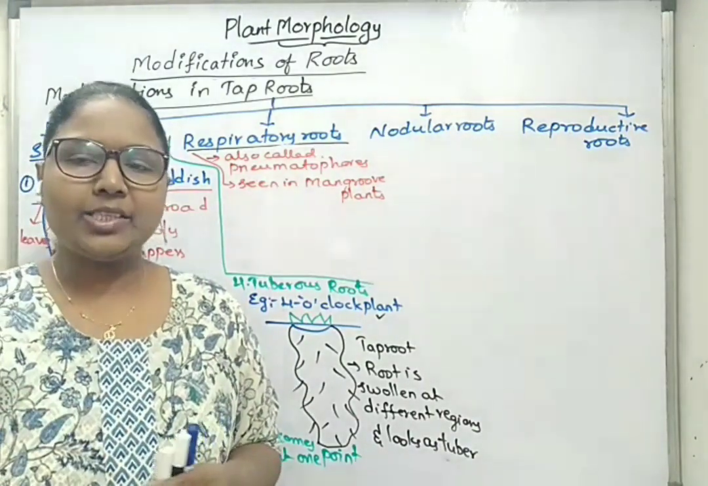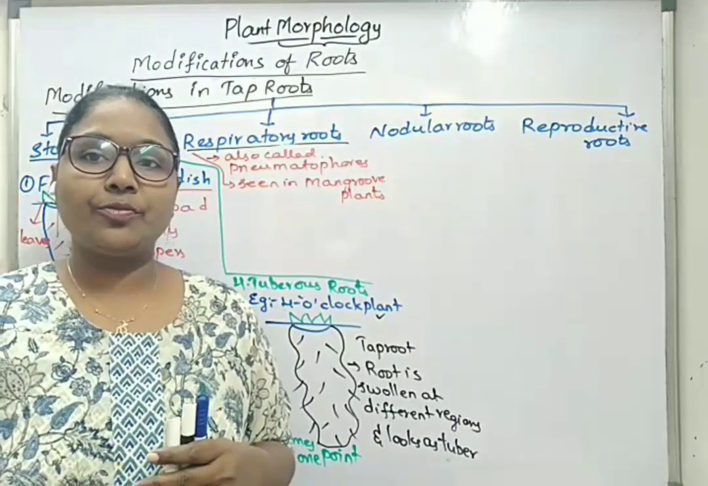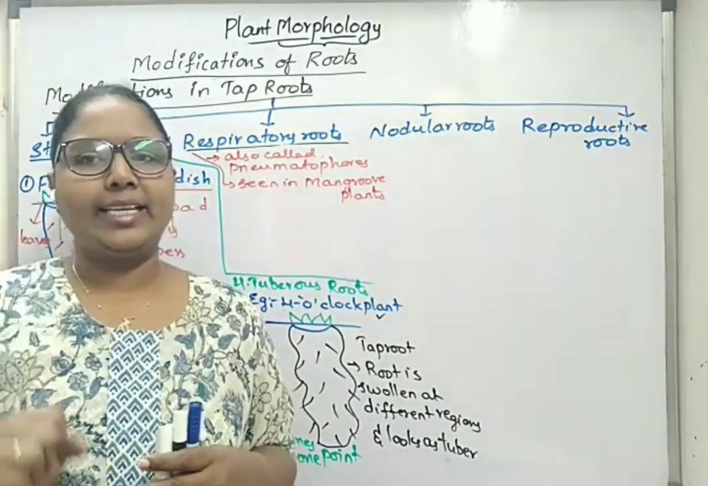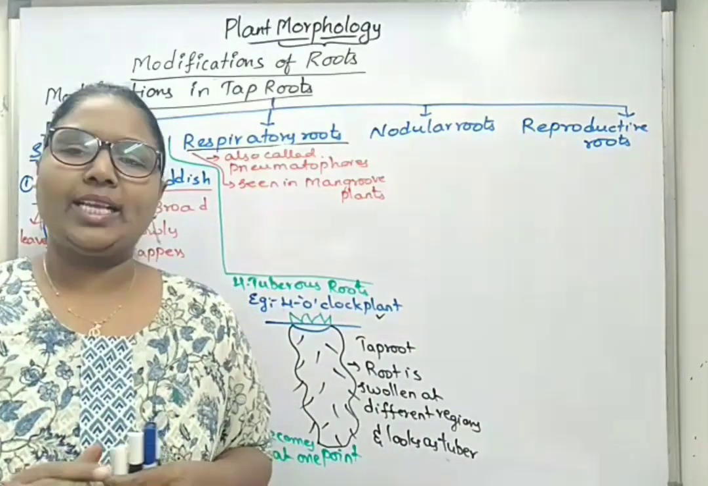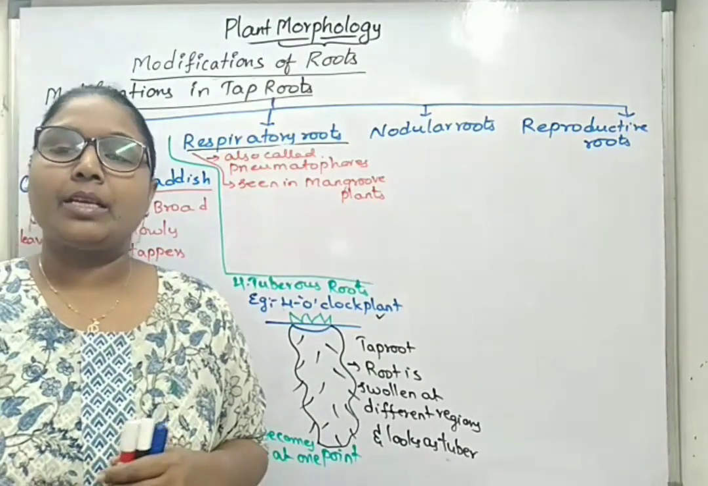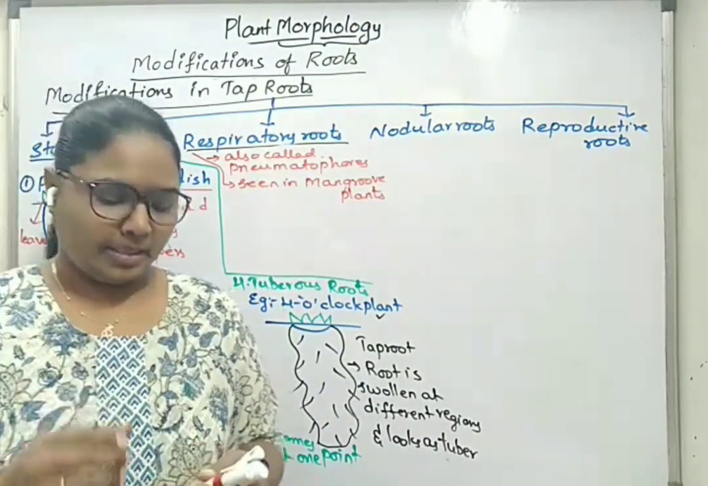So for aeration, what happens? Roots will be growing negatively geotropic and positively phototropic towards the upper surface of the earth for aeration. They will be having some pore-like structures which are also called lenticels or nematodes. So through those pore-like structures, the roots will be getting aeration.